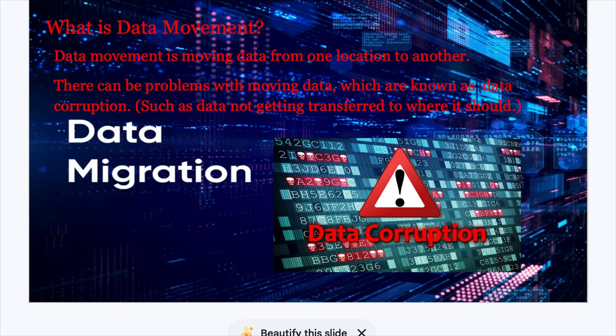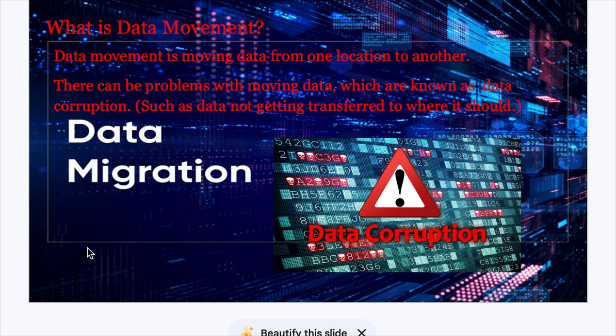So, first of all, I'll cover what data movement is. Data movement is just moving data from one location to another. And the thing to understand is sometimes data is not moved properly. Like it gets moved to the wrong location, for example, or it gets lost. And there are errors occasionally in data movement. This can be known as data corruption. Here I have an image showing data corruption and what that is.